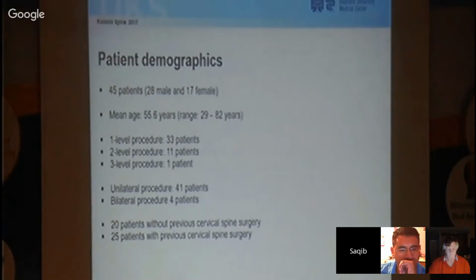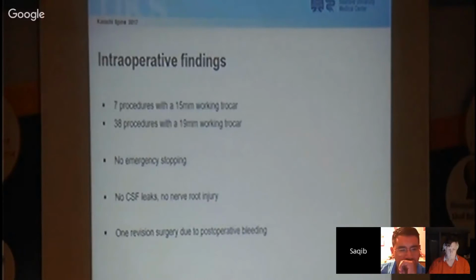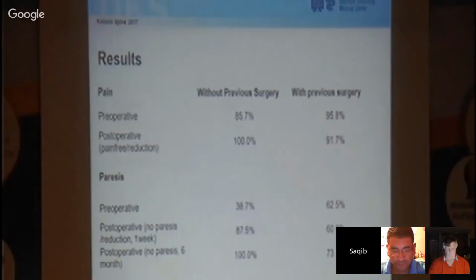So I just briefly show you our data. It's not only bony stenosis, and you see that we have most of them done with a medium-sized working sleeve, some with a small one. There was no emergency stopping, no CSF leaks, no nerve root injury. I have to be honest, this is a series from Homburg, where I work now. When we started this procedure, I was not aware that so many easy mistakes can be made. We had 2 or 3 cases in Mainz, when I was in Mainz between 2008 and 2010, where we had to interrupt the procedure because the venous bleeding was so tremendous that you could not control the intraoperative situation to achieve a sufficient nerve decompression. There was one surgery for post-op bleeding.